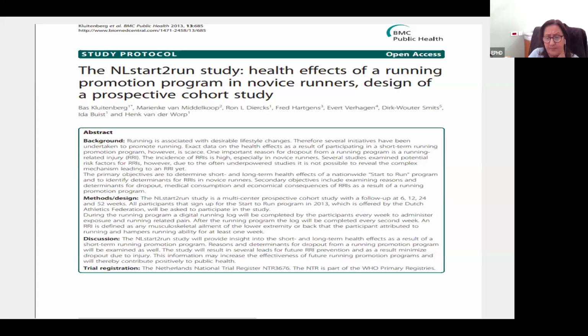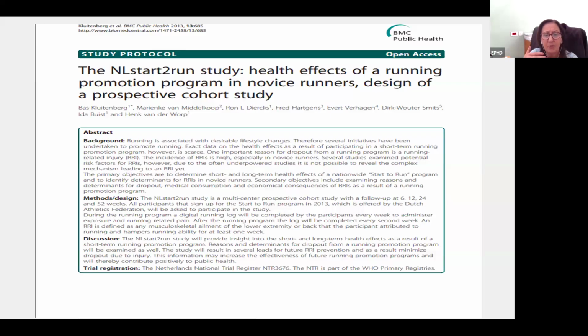So this is the observational study on the effect of running. This is, if I'm not mistaken, the long-term effect of running nationwide. I think this is a big study called the Netherlands Start to Run. They recruited people to be part of a training multi-center prospective study. It's a Start to Run program.